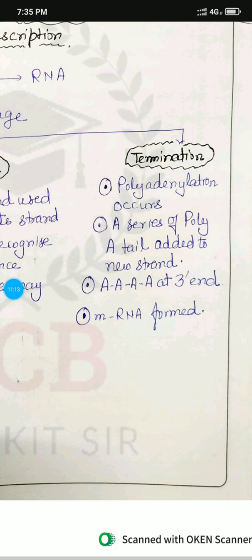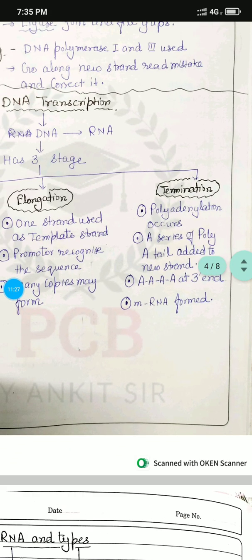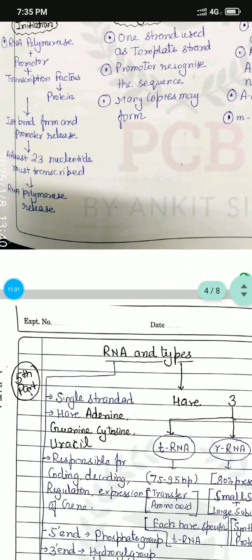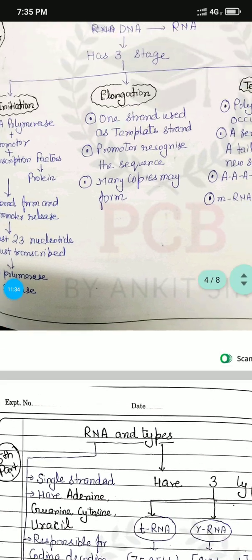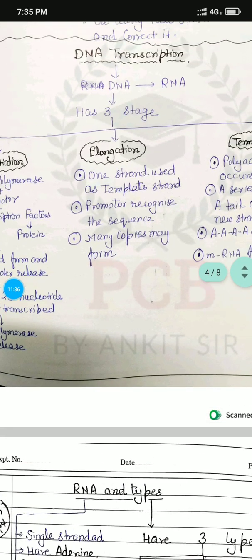Adenine is going to be joined here. So a series of poly A tail is added, and because of this, when this AAA is formed, it is the tail end. At this end, the mRNA is formed and leaves the place where it was formed. So this is the DNA transcription.